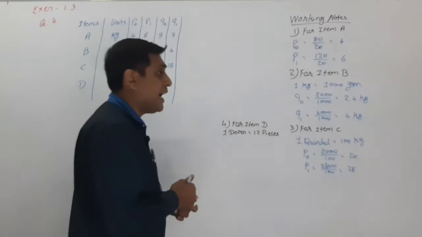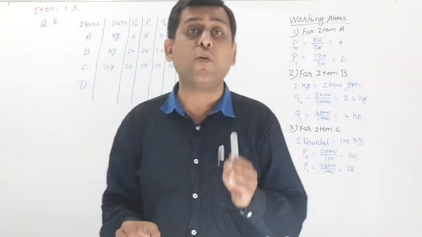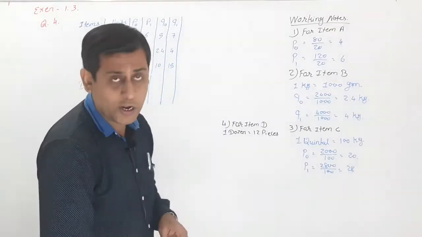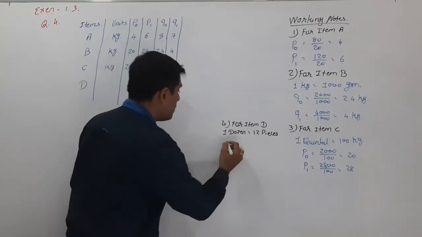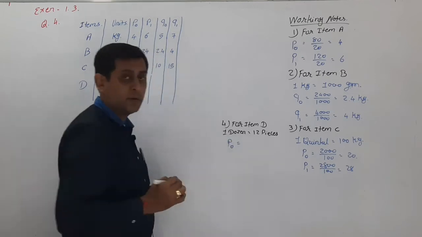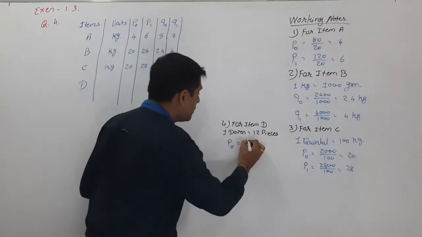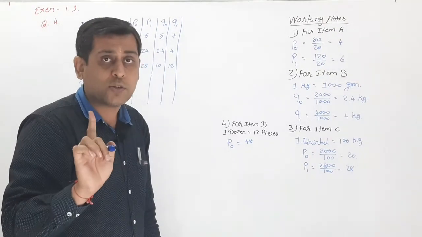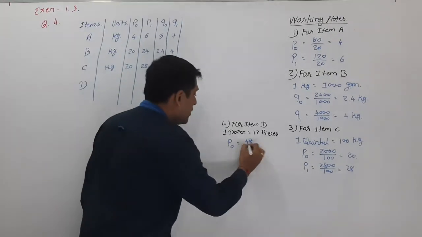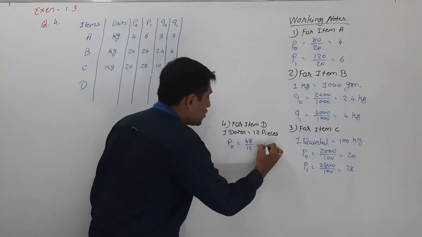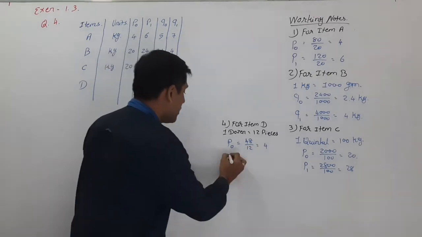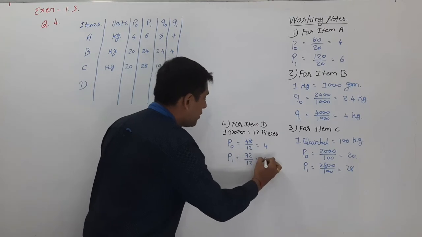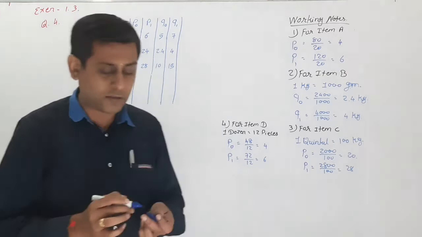That means the price per dozen is given, we want the price per piece, and that's why we have to convert that. P0 is equal to what? 48 rupees, but it is the price of 1 dozen. We want the price of 1 piece. That's why divided by 12. So the price of 1 piece is 4, and P1 is 72 divided by 12. The price of 1 piece is 6.